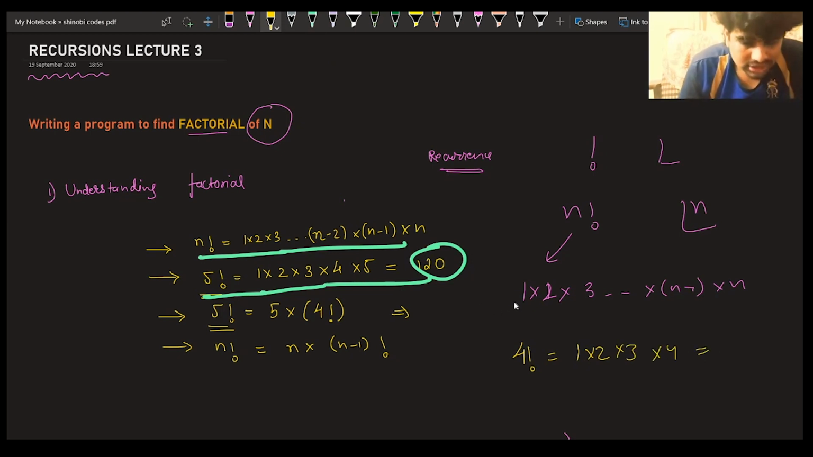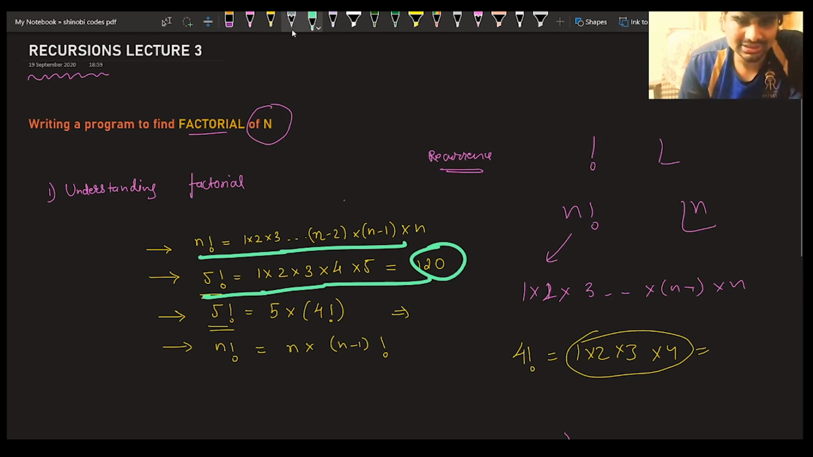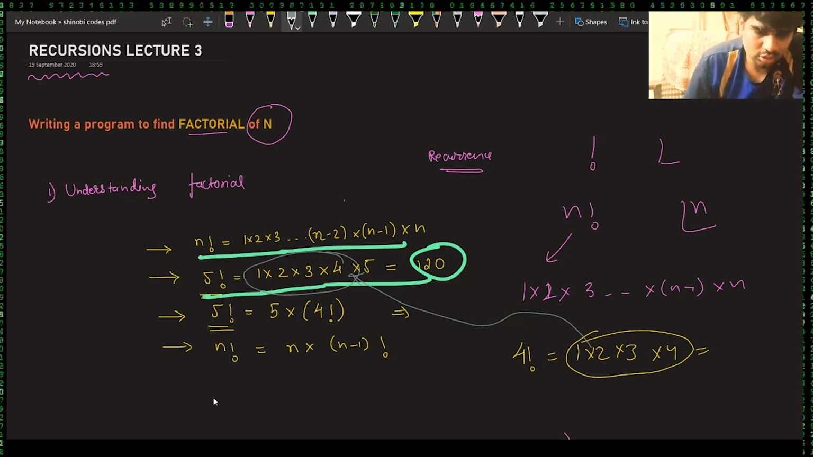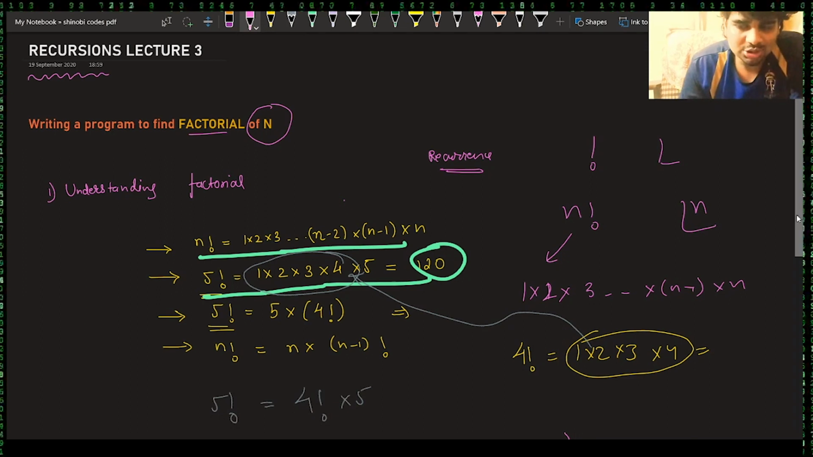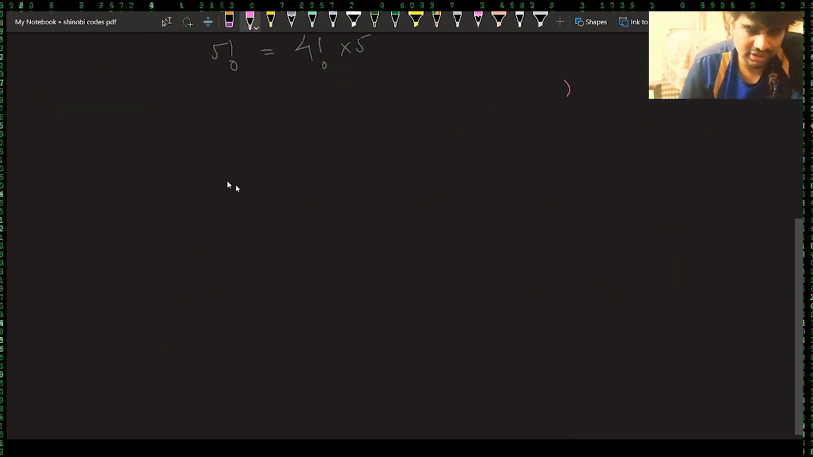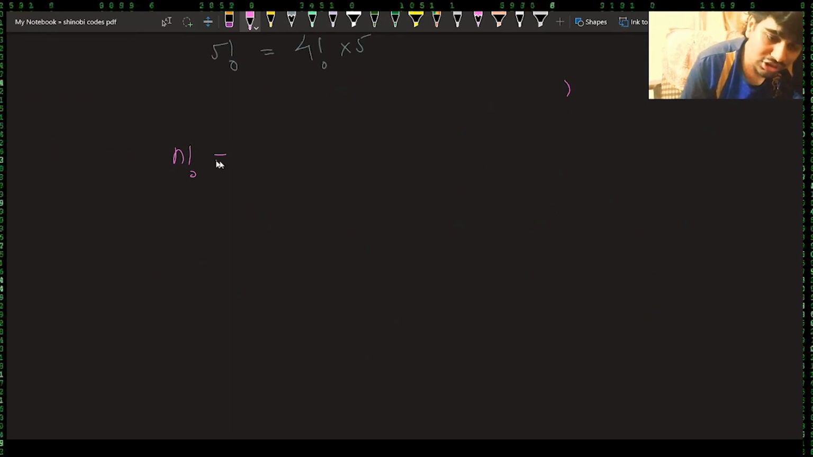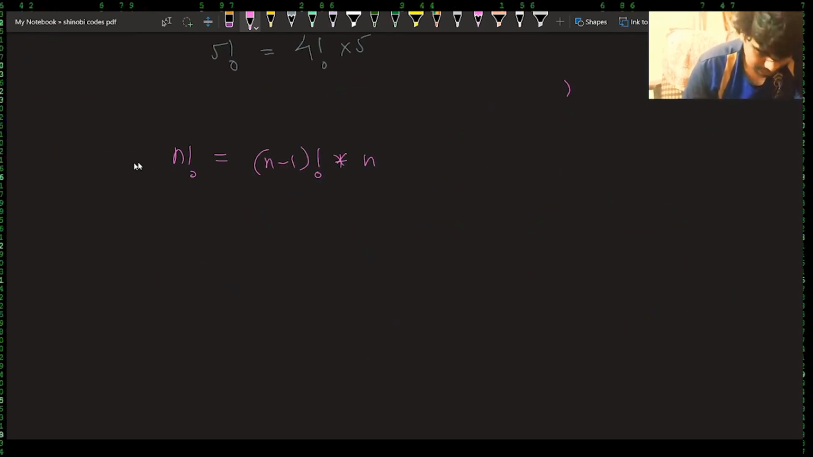Now there's one very interesting fact: if you observe 4 factorial, this entire thing is here in 5 factorial also. This thing is common. So I can write 5 factorial as the product of 4 factorial and 5. And we can also generalize this for any n. We can say that n factorial is always equal to (n minus 1) factorial into n. So we have generalized this thing.